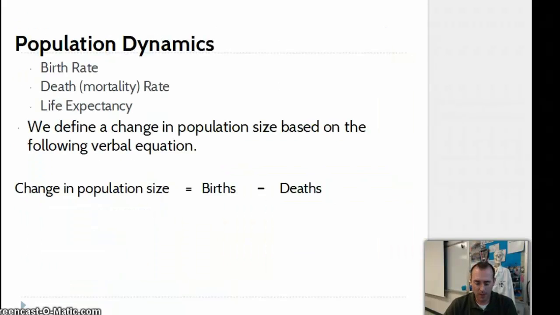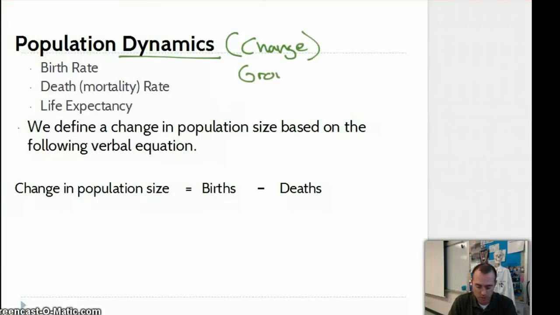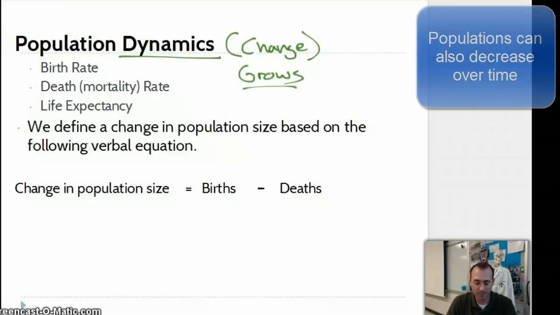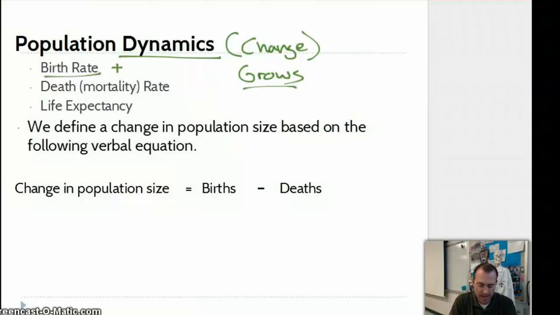Next, we're going to talk about population dynamics. In population dynamics, this word dynamic means to change. So we're going to look at how a population changes over time. We also say how a population grows over time. There are three major factors that go into populations changing in size. We have the birth rate, which is basically adding individuals to the population. We have the death rate, which is basically taking out individuals from the population.